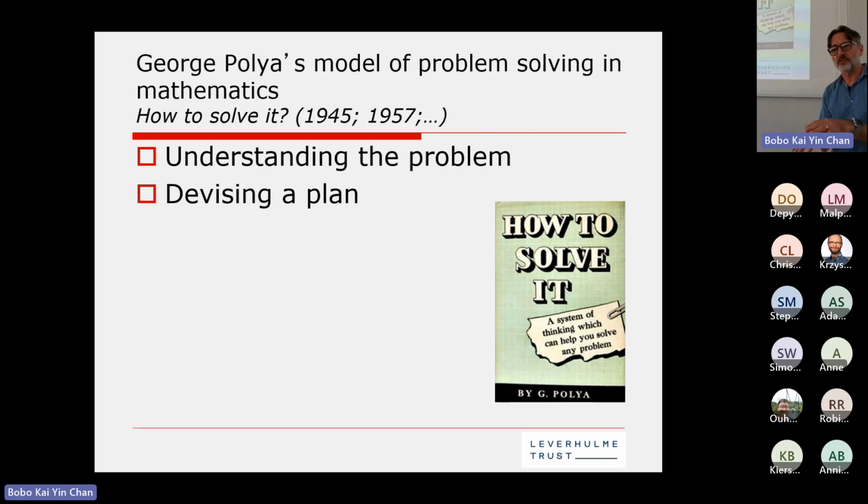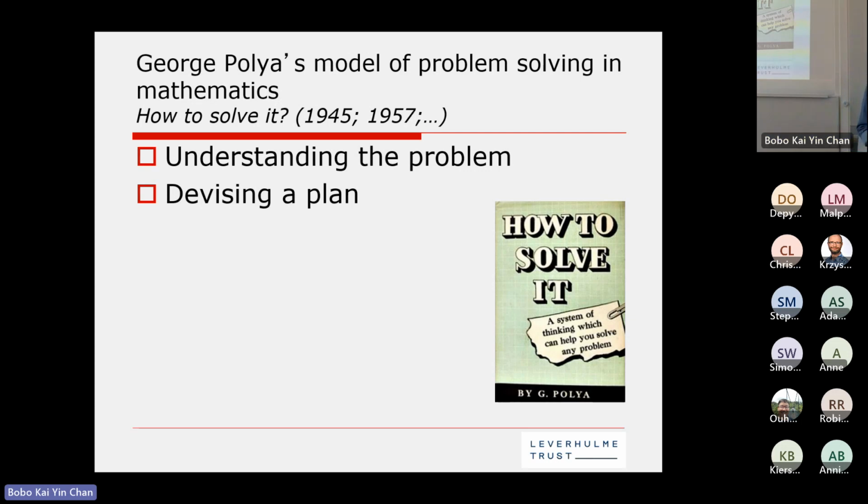Again, firstly, you need to understand the problem, and representation is actually within that as well. So it does not have representing the problem as a separate step. Understanding the problem involves that. But the most important one is called devising the plan. To devise a plan, you need to select that strategy essentially.